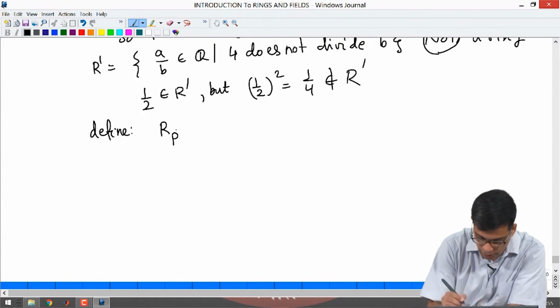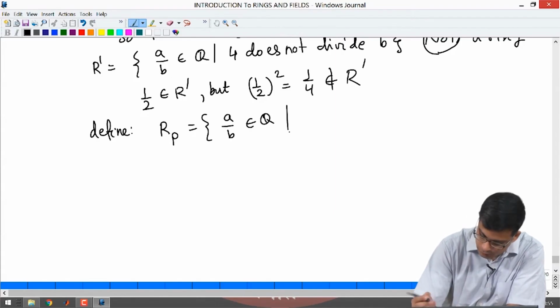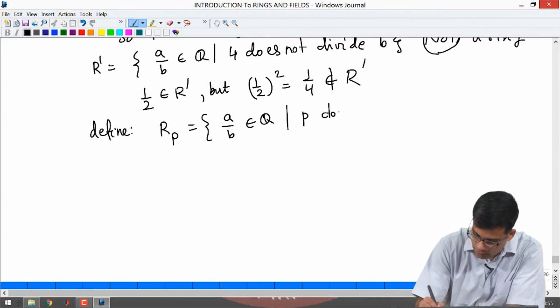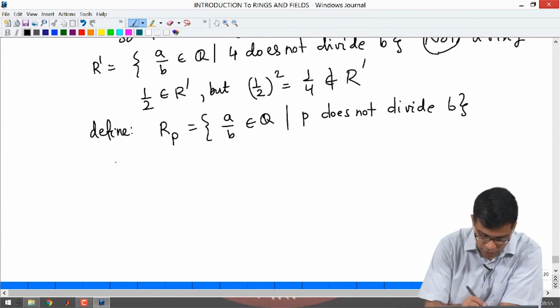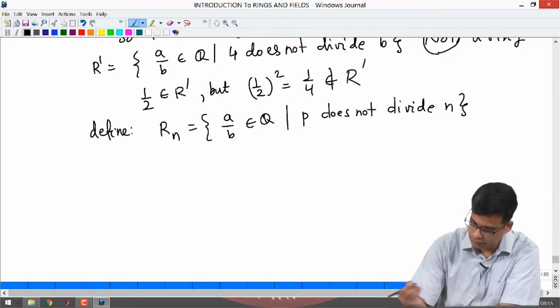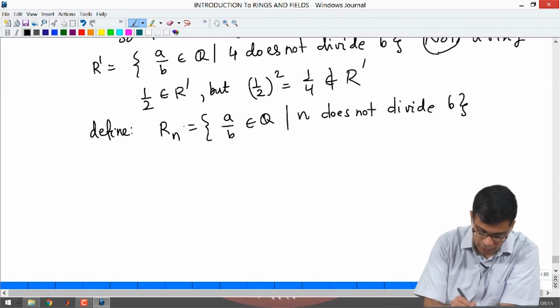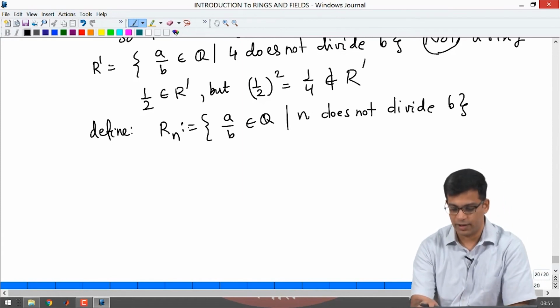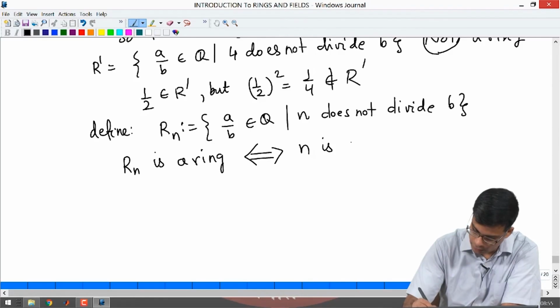let us say R sub n to be A by B in Q, where n does not divide B. Okay. So, here n is an integer. So, let us define R n to be all rational numbers where n does not divide B. So, here R n is a ring, I claim, if and only if n is a prime number.